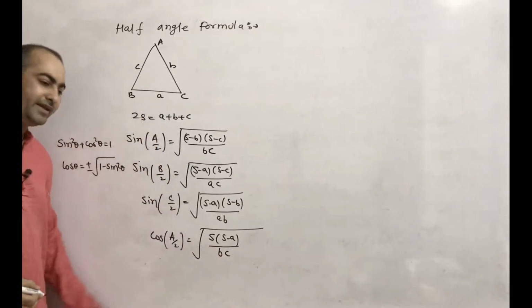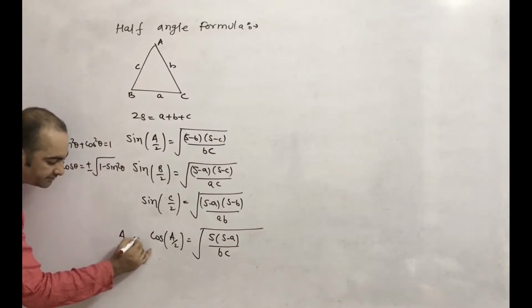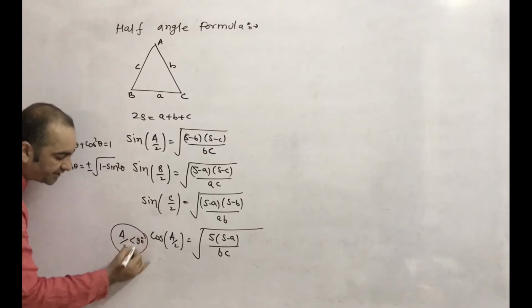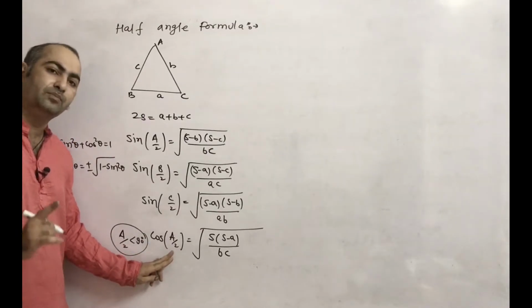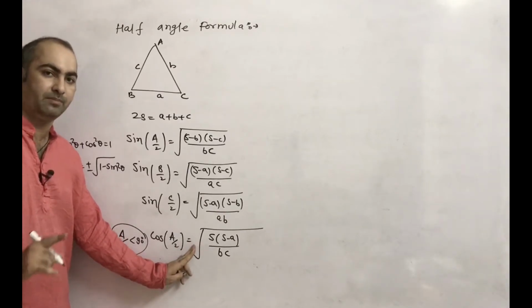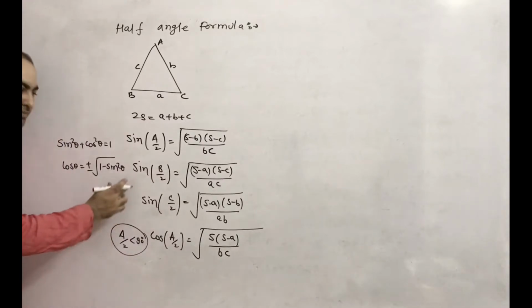Why are we taking plus? Because A by 2 is less than 90 degrees, that means A by 2 is an acute angle, and cos of an acute angle is positive. So here we take plus only, not minus, because cos A by 2 is positive.